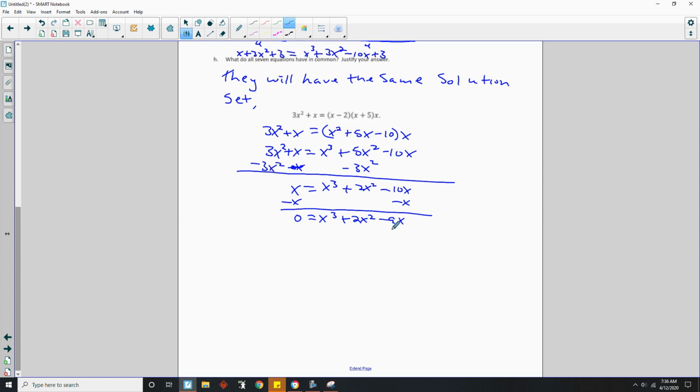Once I've done that, I now can factor out an x. So 0 equals x times x squared plus 2x minus 9. Factor this: factors of 9 that add up to 2. Well, factors of 9 are 1 times 9, 3 times 3. None of those add up to 2, so I can't do that. I would have to use a different form to solve this. I'm just trying to factor this piece here.